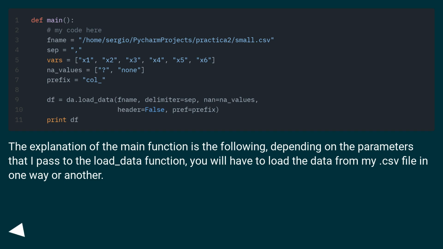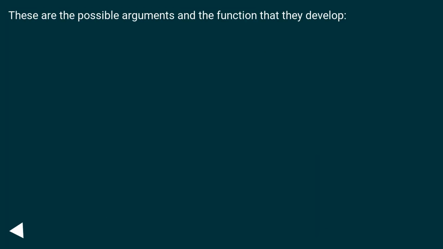The explanation of the main function is the following. Depending on the parameters that I pass to the load_data function, you will have to load the data from my CSV file in one way or another. These are the possible arguments and the function that they develop.